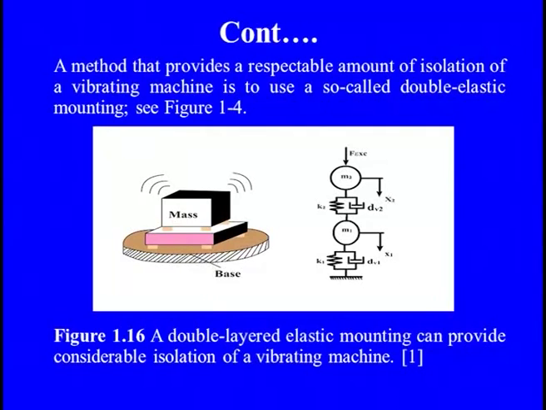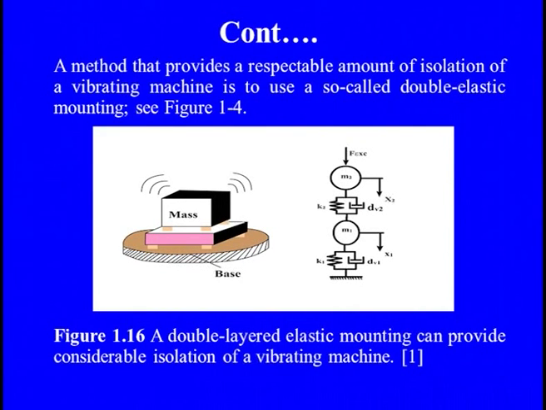Here we have a mass creating some kind of motion, and through this motion we have oscillatory vibrations, and these vibrations are transmitted vertically downward. So we have the base, and in between the base and the mass we have some kind of damper or spring.